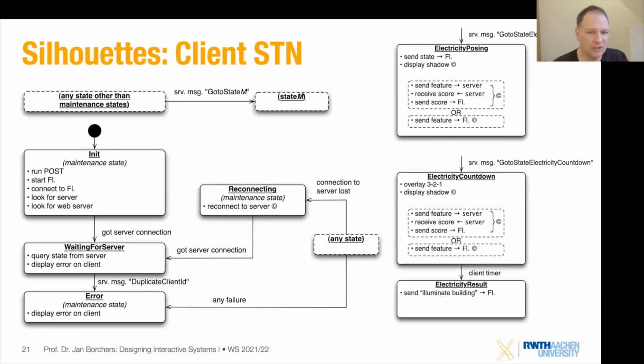And so to give you another example here, each of these things had a lot of smaller details, right? So with another more detailed SDN, we could model things like what's happening in the electricity posing state, for example. We need to send the state over to the floor lamps. We need to display the shadows, then send a feature to the server, receive any scores, send the scores over. And so there was a lot of stuff going on in each of these things.